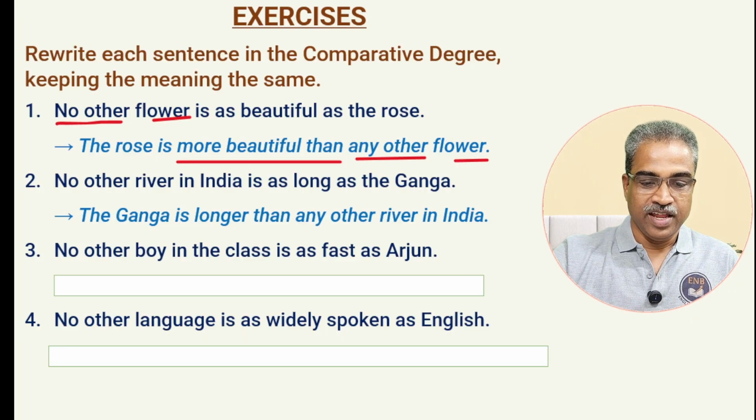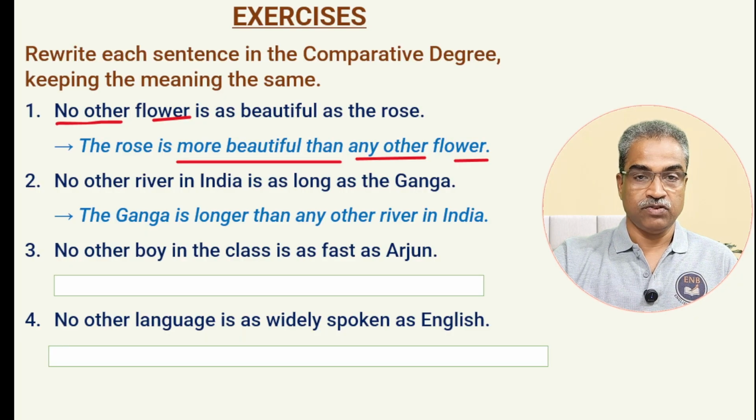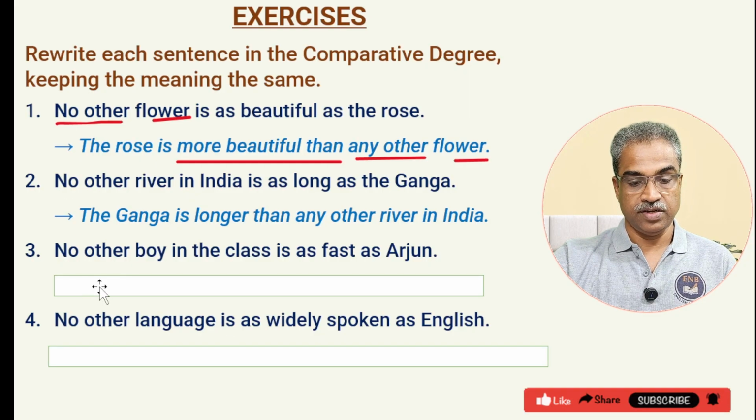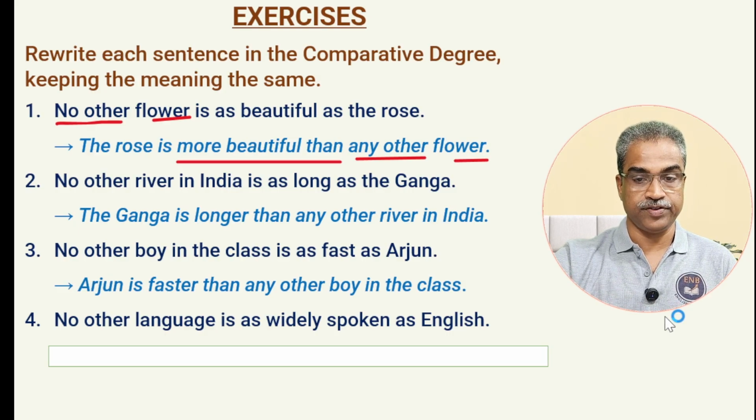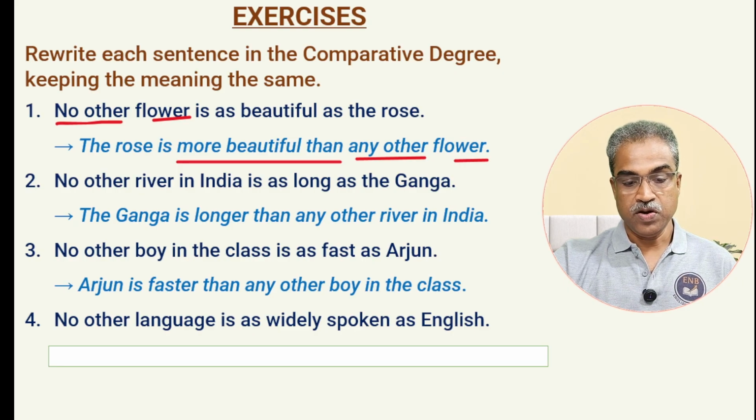Okay. No other boy in the class is as fast as Arjun. So Arjun is faster than any other boy in the class. Am I right? Arjun is faster than any other boy in the class. Don't say any other boys. Always singular. Next one. No other language is as widely spoken as English.